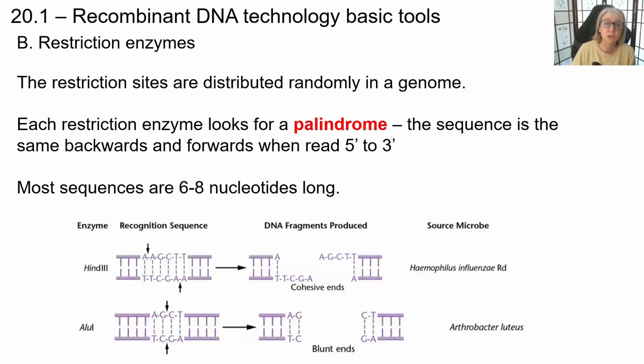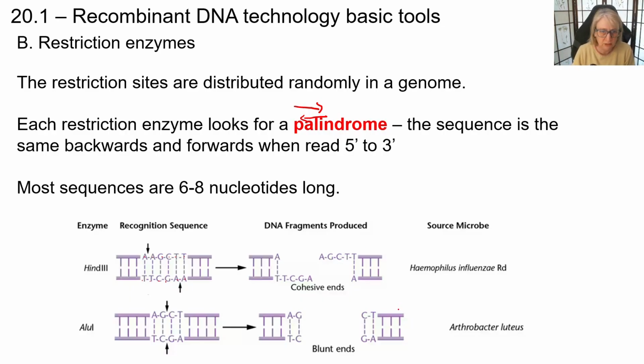We do know that the restriction enzyme looks for palindromes. A palindrome is when it reads one way and the opposite side is finding the same exact sequence. So again, here in HindIII, it's looking for AAGCTT, the same sequence in opposite directions of each other, and it's able to cut them. Most sequences that the restriction enzymes are looking for are somewhere between 6 to 8 nucleotides long.